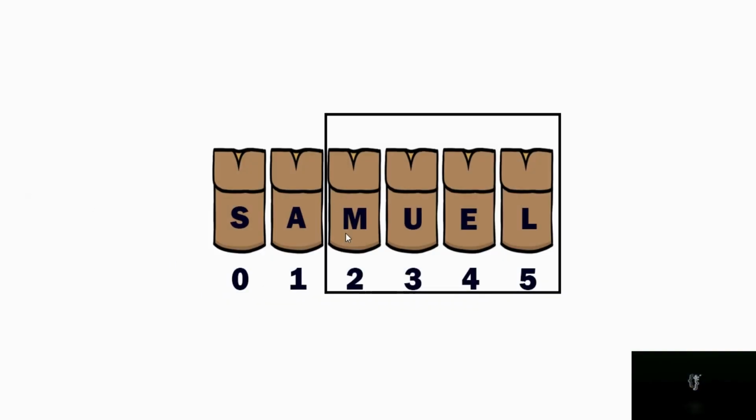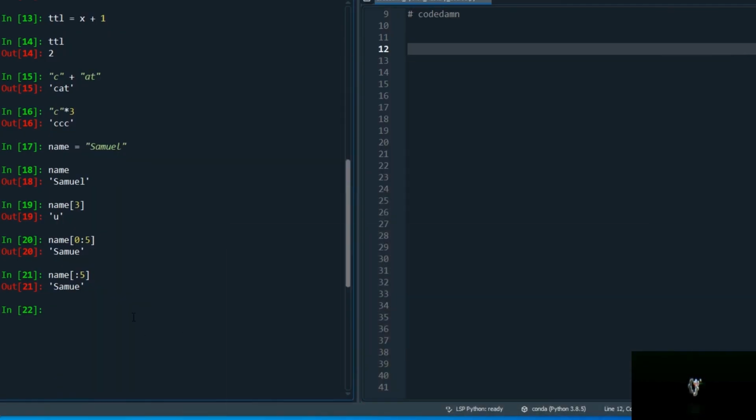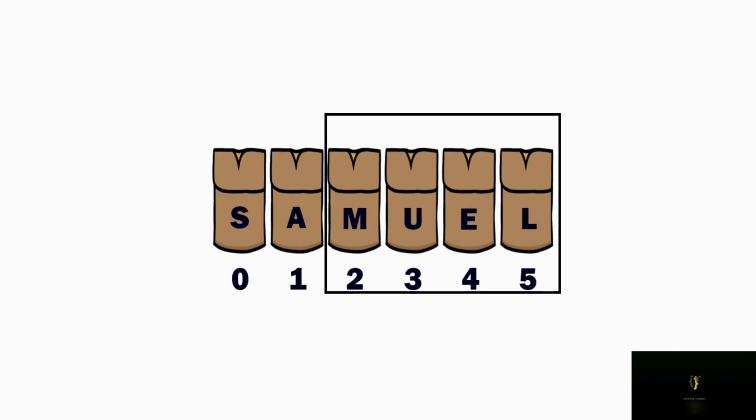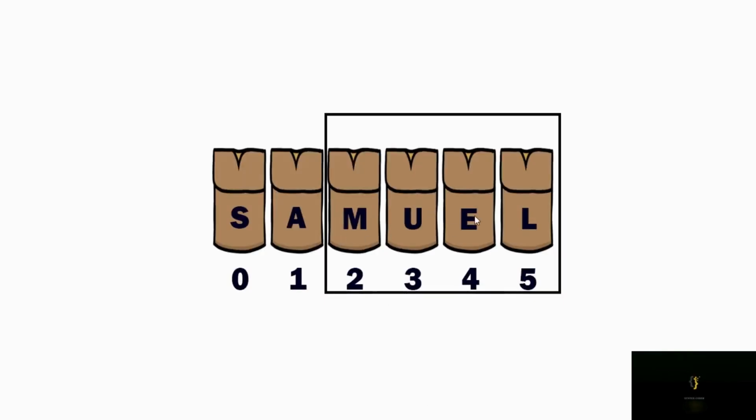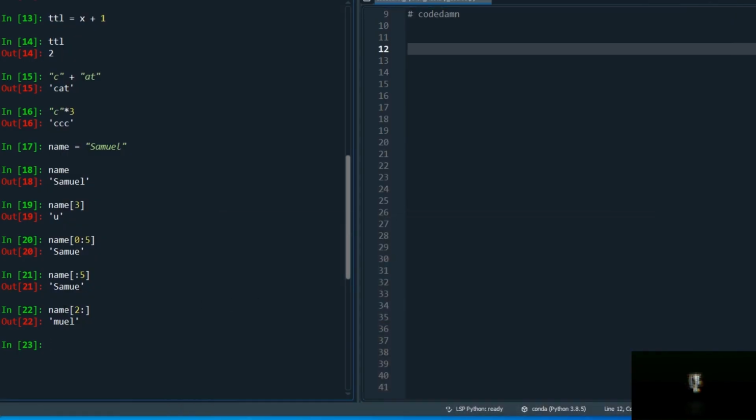So if I want to start at 2 and go to 5, watch this. So I go 2. Now, wanted to go through 5. So I leave this part blank. Go all the way to the end. I don't care how long it is. I don't need to know how long it is. Go all the way through until the end. So boom, I get MUEL. So there we are.